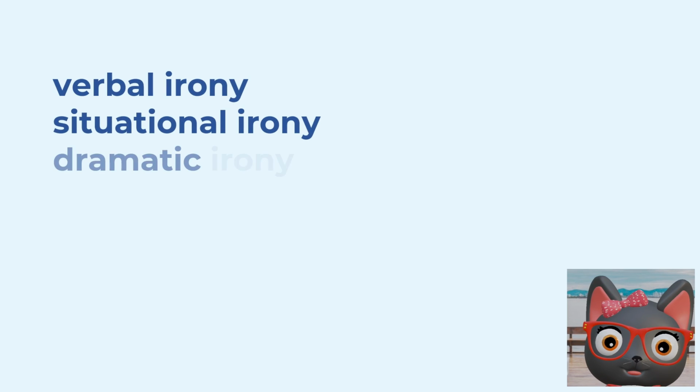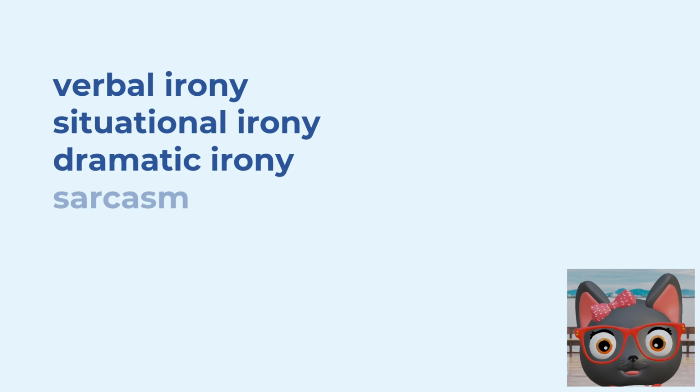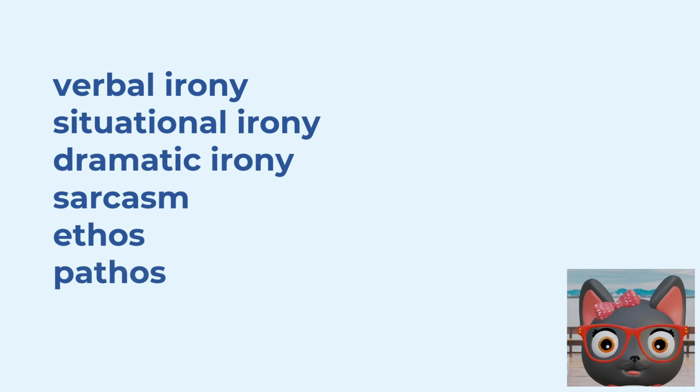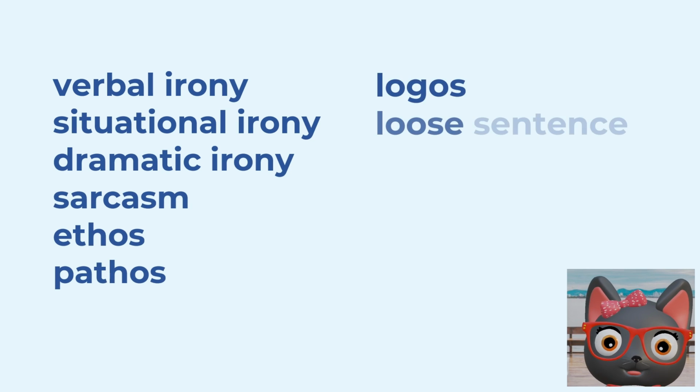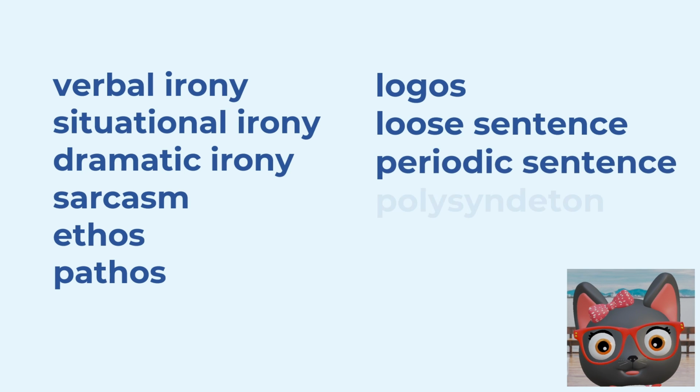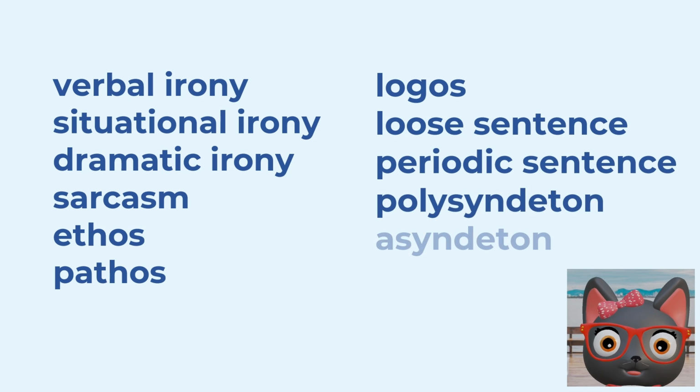Well, I guess that's all for part 2. We learned about verbal irony, situational irony, dramatic irony, sarcasm, ethos, pathos, logos, loose sentence, periodic sentence, polysyndeton, asyndeton. Can you try to come up with your own examples for each of these figures of speech?